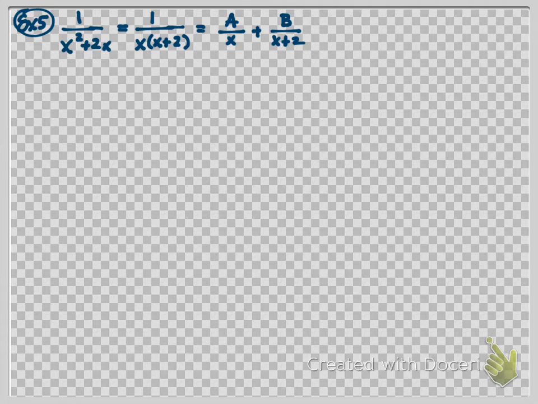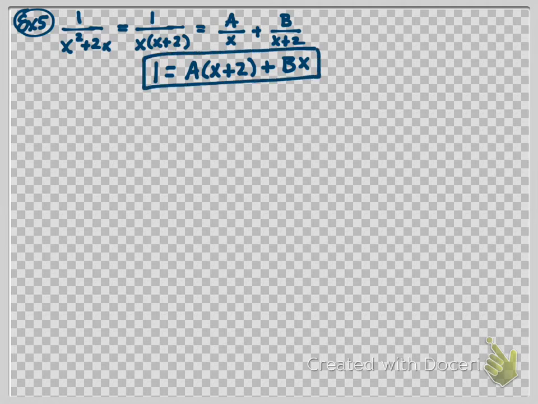And I'm going to get what? 1 equals a times x plus 2 plus bx. And that is my general equation, so I put a box around it so I'm not tempted to do anything else with it. What's my next step?